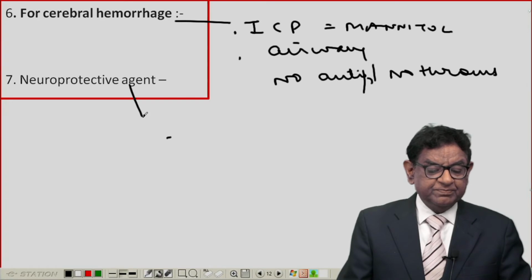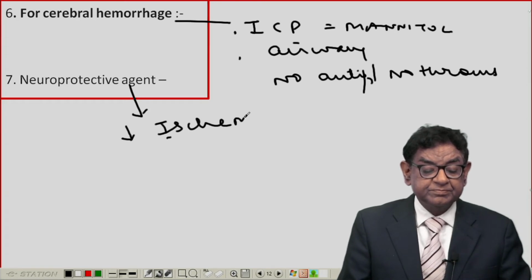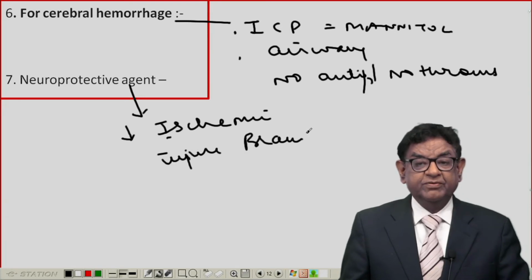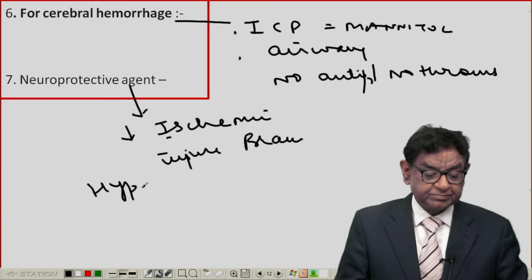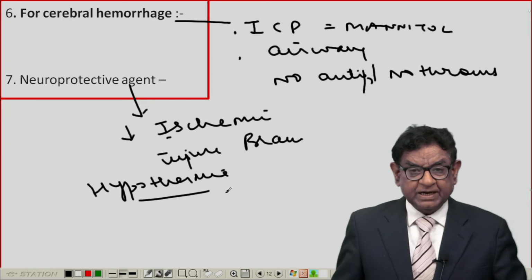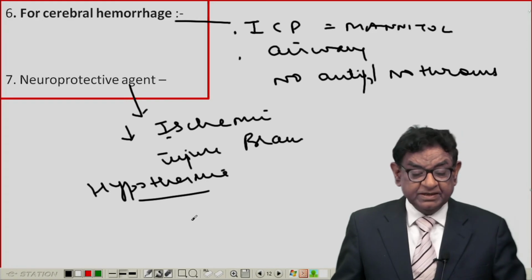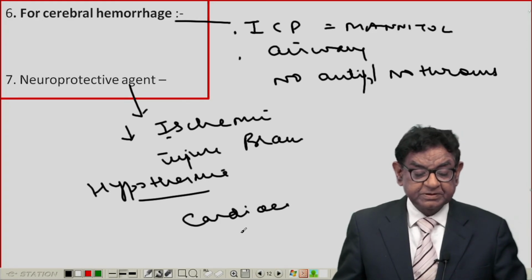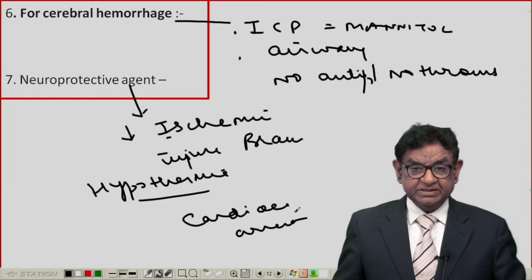Now, neuroprotective, this is the concept. This is to reduce ischemic injury to the brain. In other words, especially we use hypothermia. By hypothermia, it reduces the ischemic injury to the brain, but it is very effective in cardiac arrest. But it is not a routine treatment in a case of ischemia due to CVA.